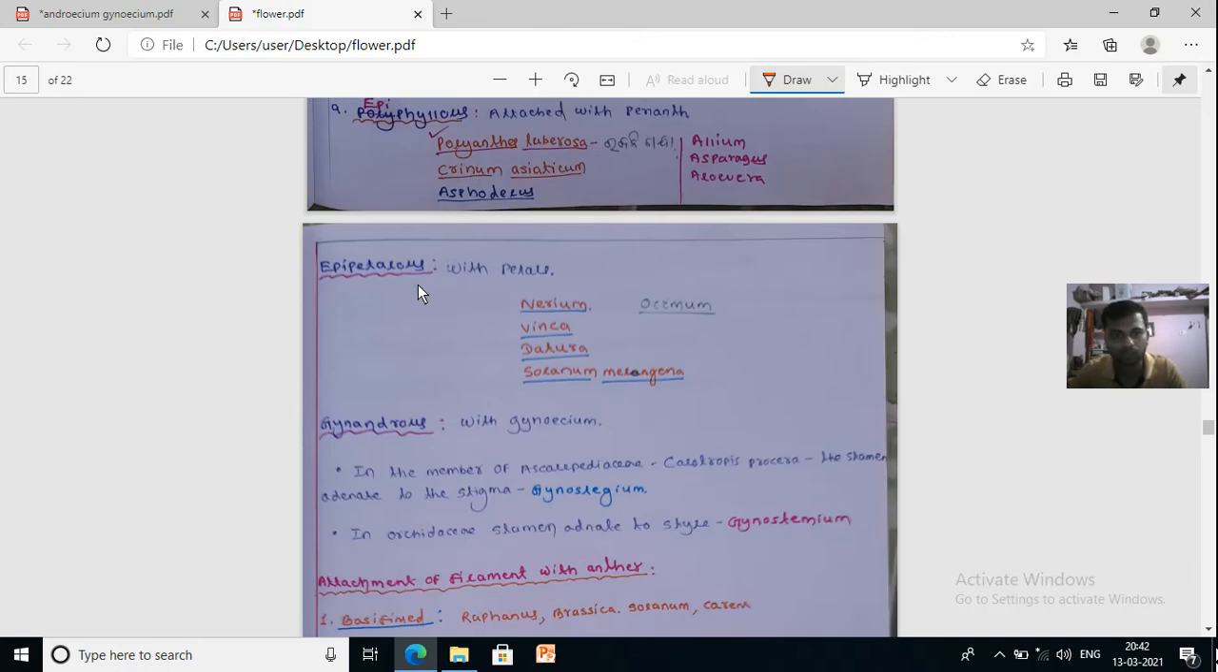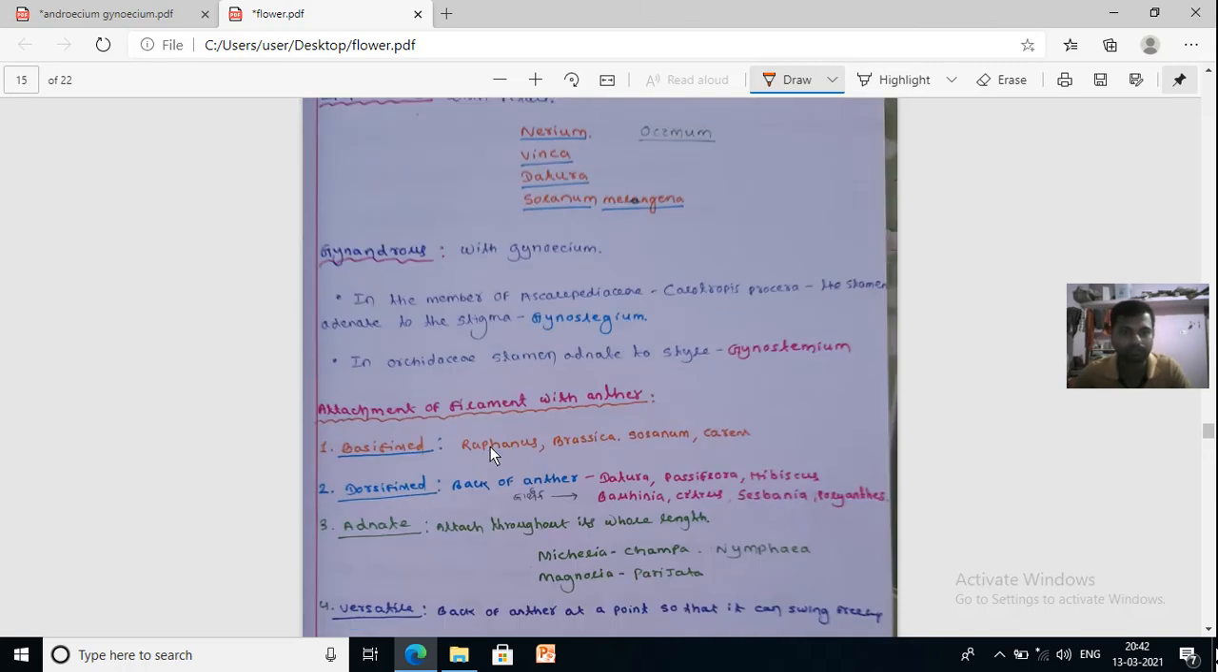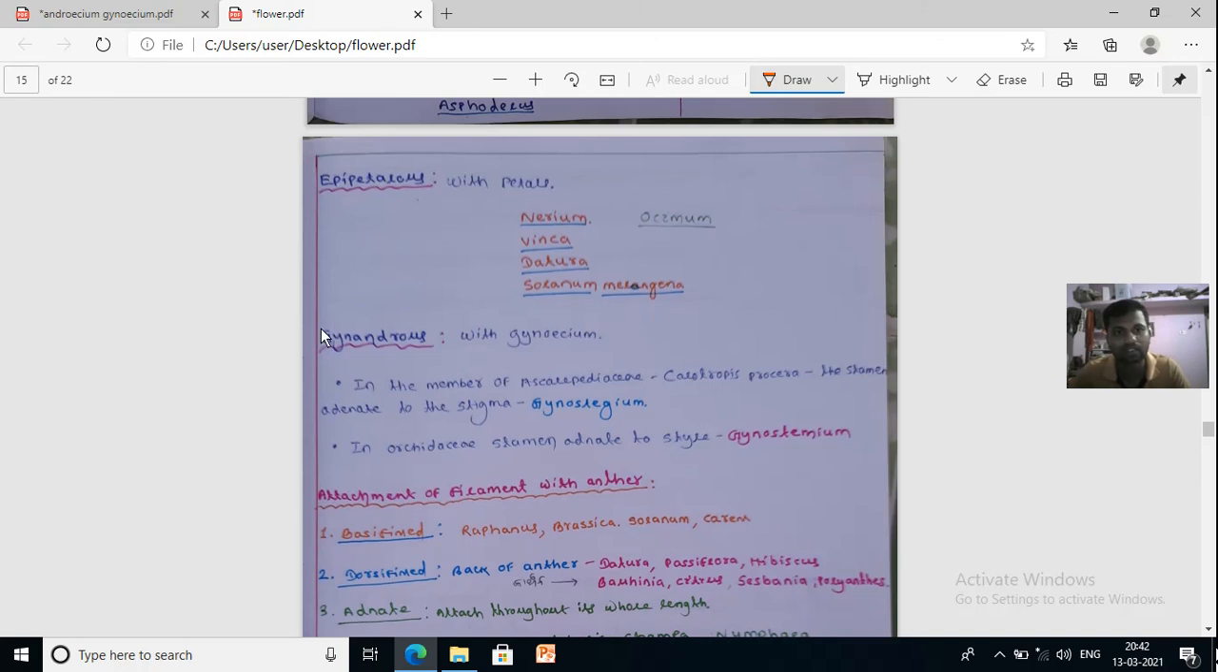Epipetalous condition: when the stamens are attached to the petals. It is commonly found in Nerium, Vinca rosea, Datura, Solanum, and here Ocimum. It means the family Lamiaceae; Vinca rosea is Apocynaceae; Solanaceae, etc. Now come to the gynandrous condition.